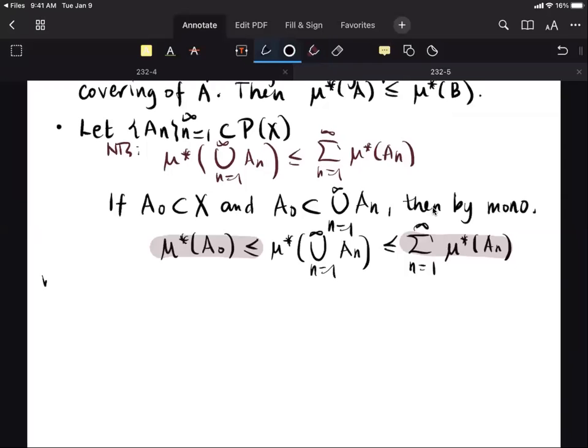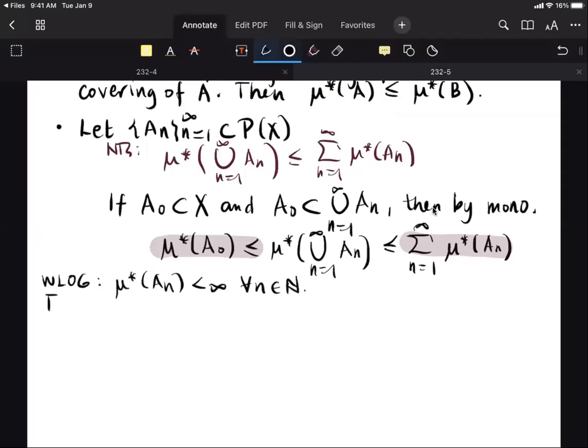Now, without loss of generality, suppose that the mu star of A n is finite for all n. Note that if for some A n, mu star of A n is infinity, then this would be infinite, and the inequality is obvious. So it is enough to assume that mu star of A n is finite for all n.